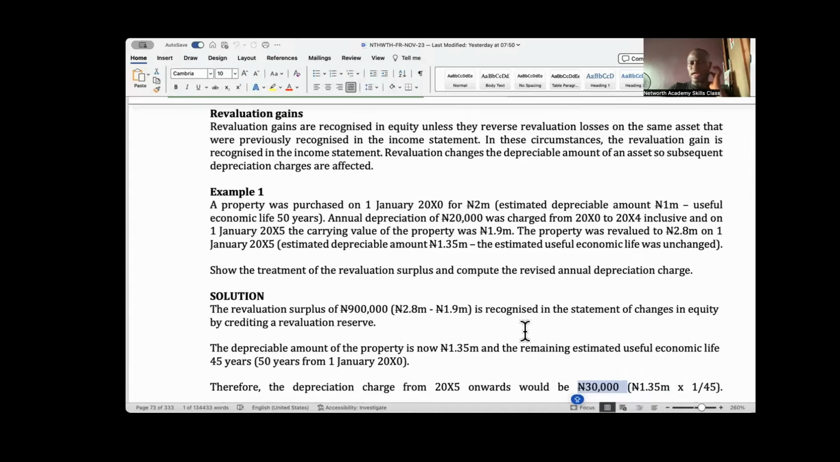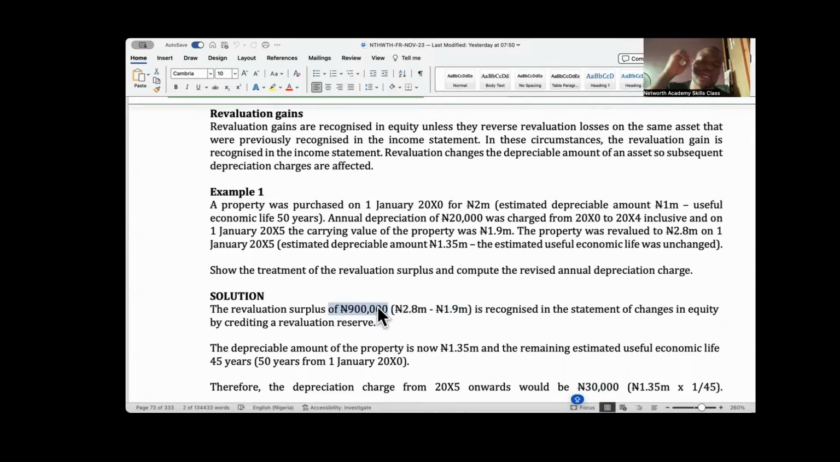So two things I'm mentioning here now. The first is that whenever there is revaluation, the first thing we will always do is determine either a revaluation gain or a revaluation loss. All we do is compare the revalued amount or the fair value, they can call it any of those names, with the carrying amount. In this question, the revalued amount was 2.8 million, and the carrying amount is 1.9 million. So when we subtracted it, we got 900,000.